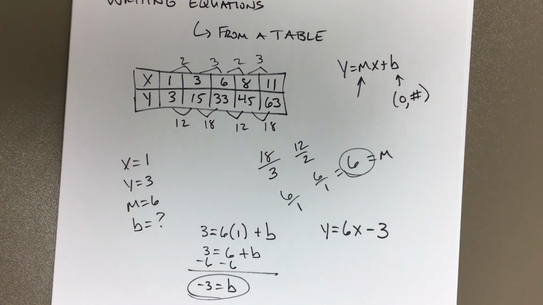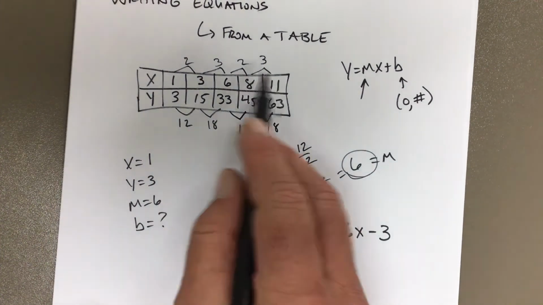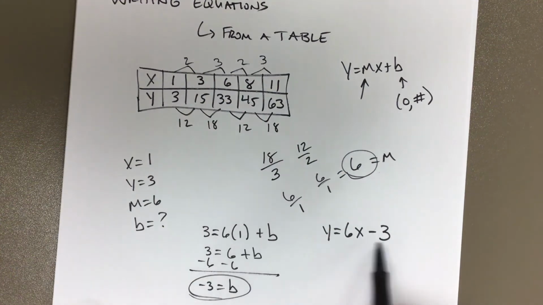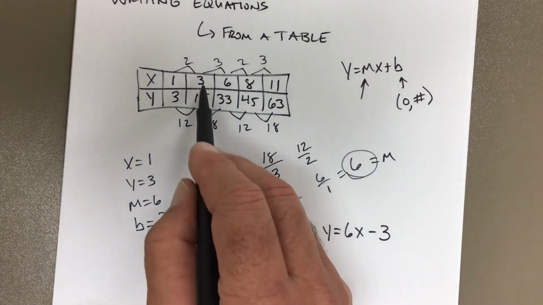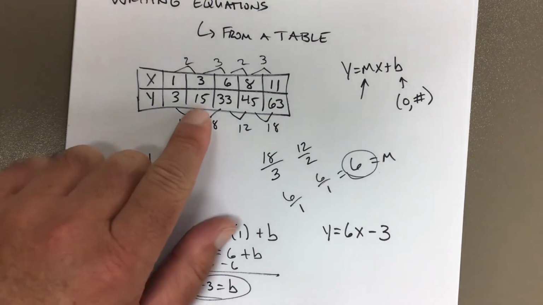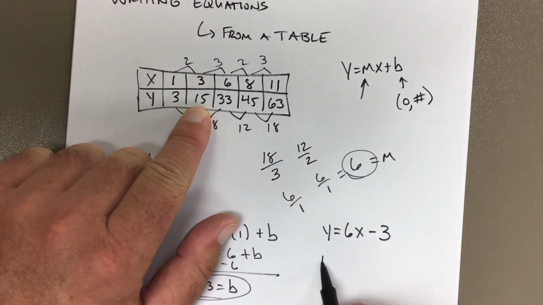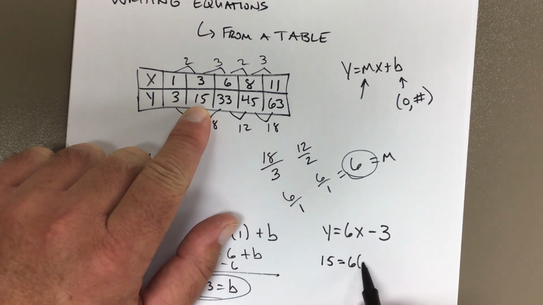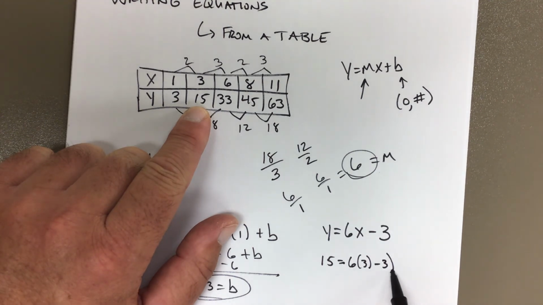All right, let's see if this makes sense. If this makes sense, we can plug in these other points, and it should make a true statement. Let me say that again. We can plug these points into this equation, and it should make a true statement. So let's plug this one in. This one says 15 is equal to 6 times 3 minus 3. 6 times 3 is 18, right? 18 minus 3, so that's 15, right? So that's a check. Boom, we nailed it.